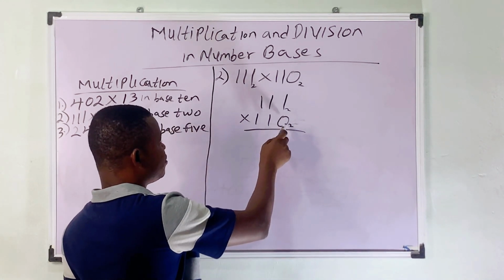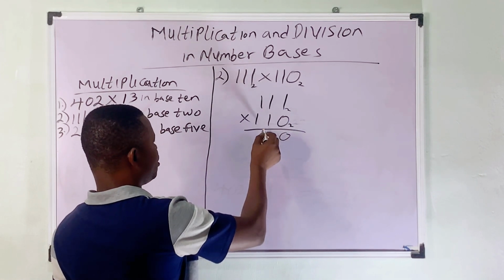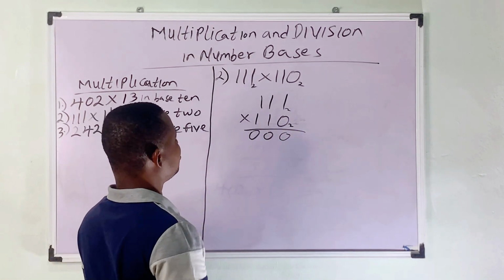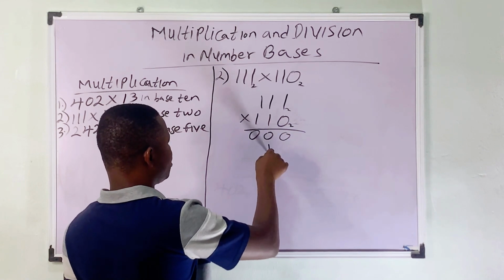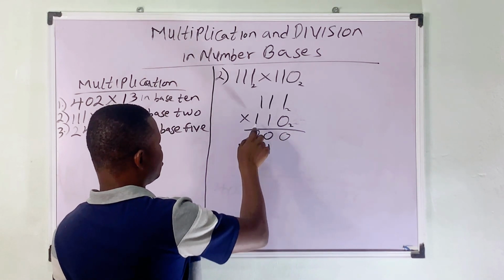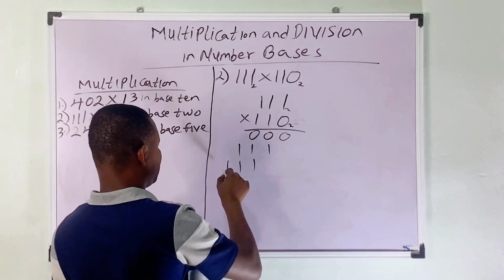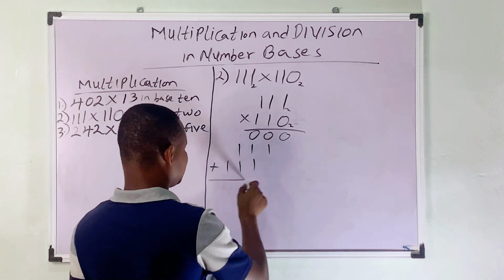So 1 times 0, 0 times 1, that's 0, is 0 and 0. 1 times 1, that is 1. 1 times 1, that is 1. And 1 times 1 again is 1. This again, 1 times 1, 1, 1 and 1. Then we perform addition operation.